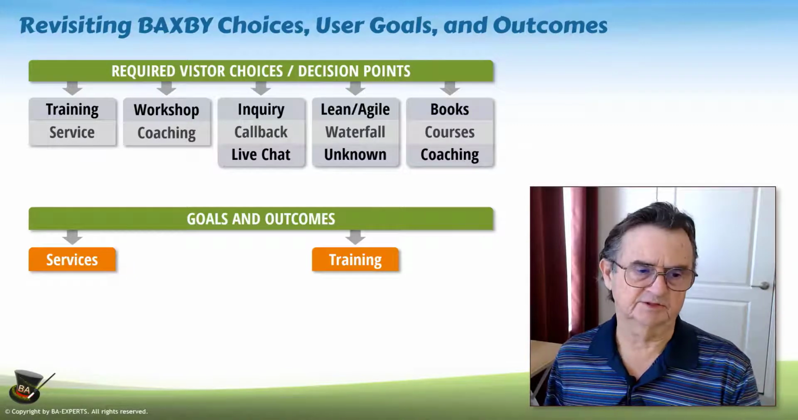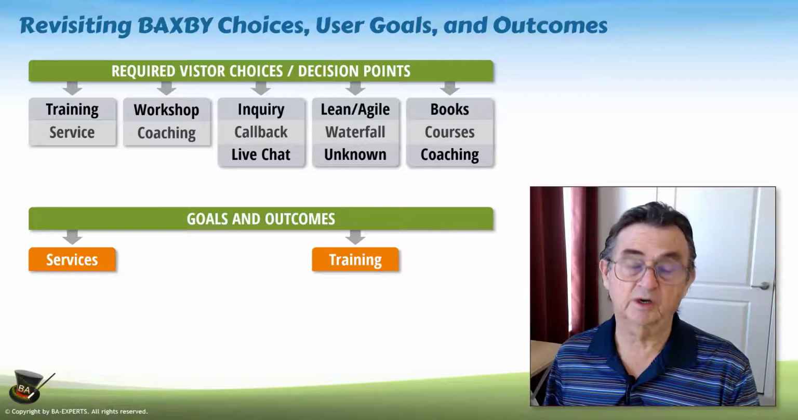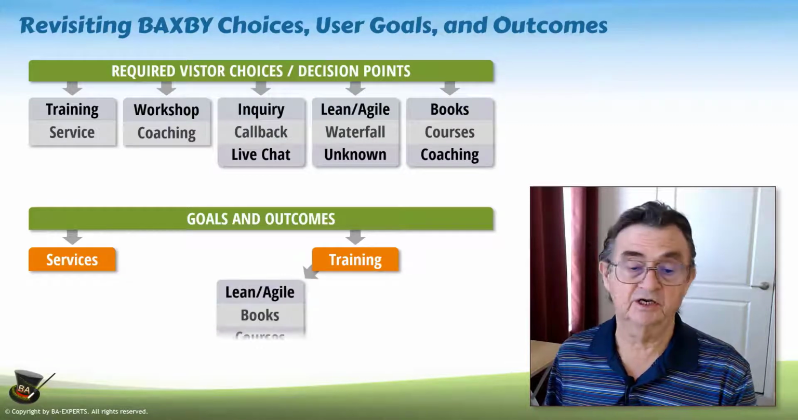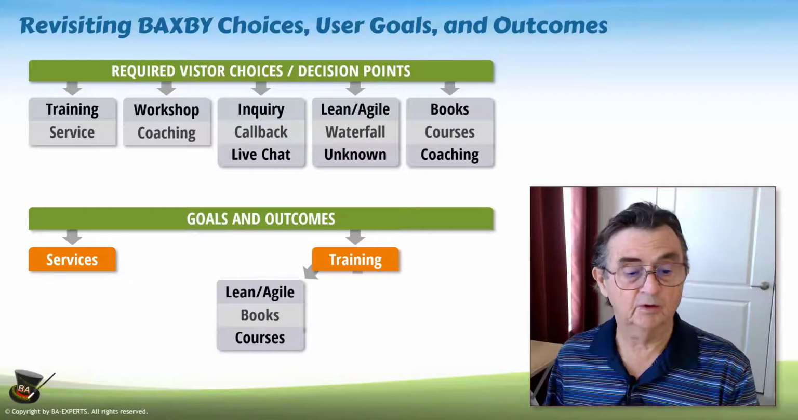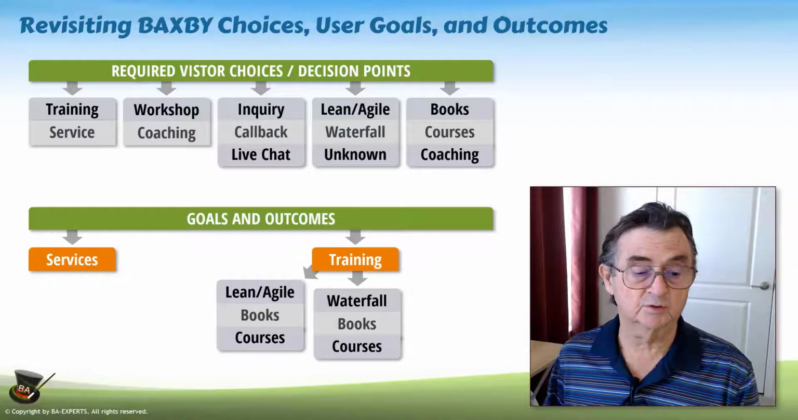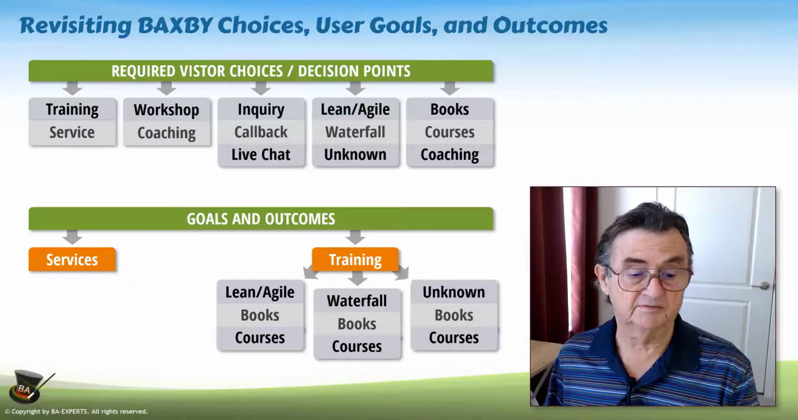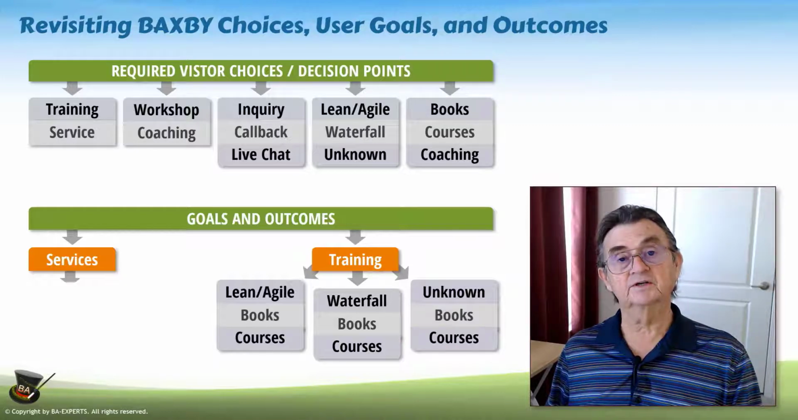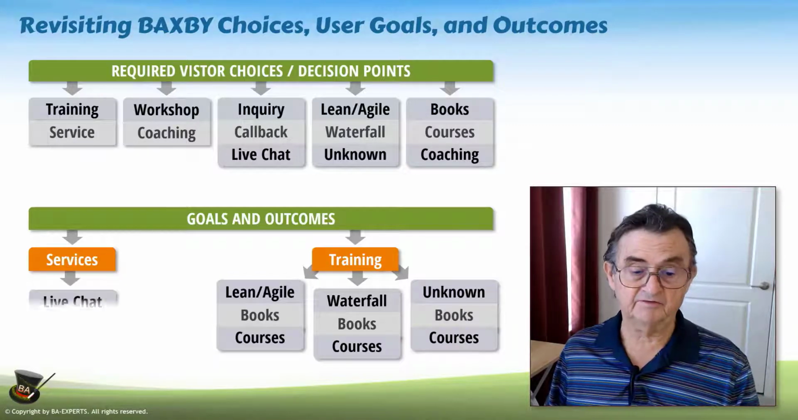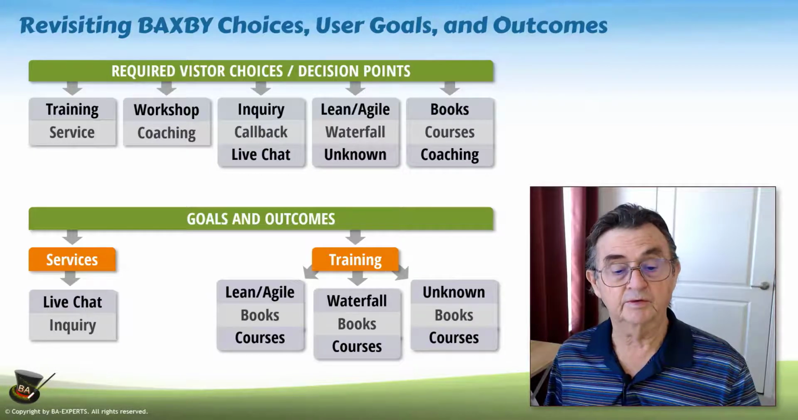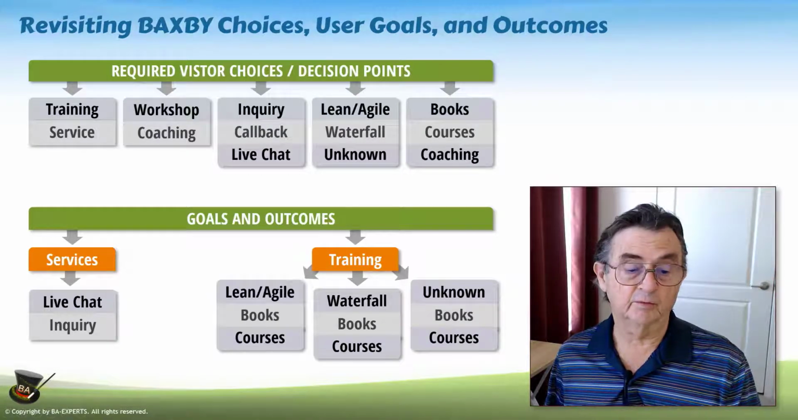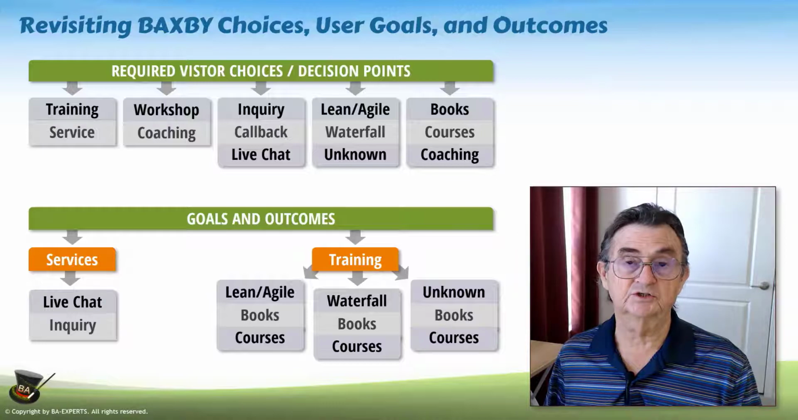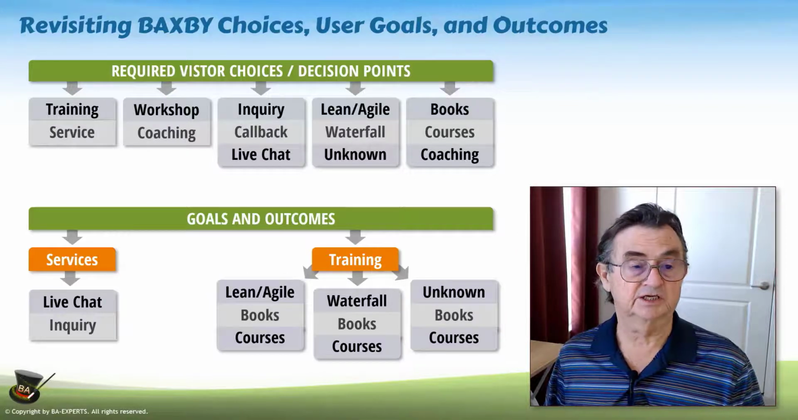We also defined the outcomes. For training, we could recommend lean or agile books or courses, waterfall or traditional books and courses, or both books and courses of either methodology. And the desired outcomes, if they're looking for a service, are basically going to be either live chat, or they're going to request that we contact them. Whether we're doing a workshop or a coaching in either situation, we're going to be asking for those things.